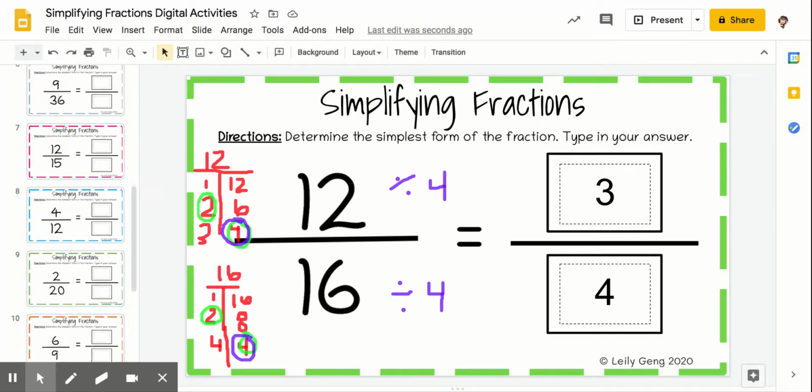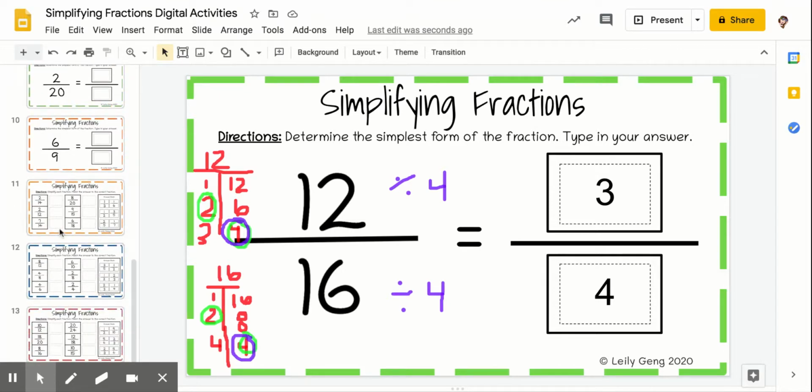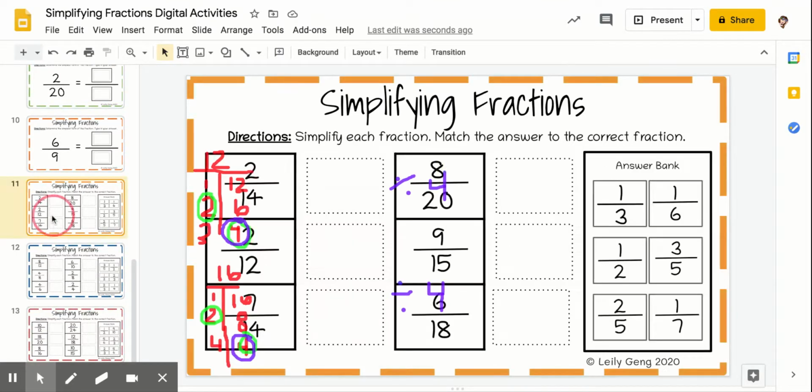Now for slides 11 and 12 and 13, you've got multiple problems per page. So on 2/14, for instance, you've got 2/14, 2/12, 7/14, 8/20, 9/15, and 6/18. You've got all your possible answers right here. Each answer will be used once depending on what question you have. So let's do 2/14 real quick.